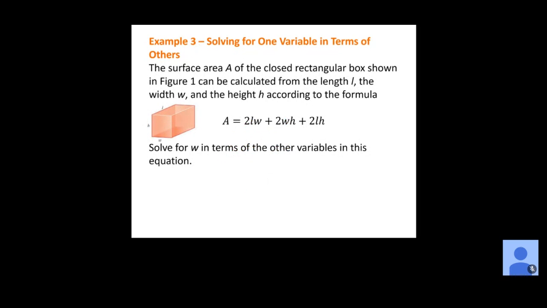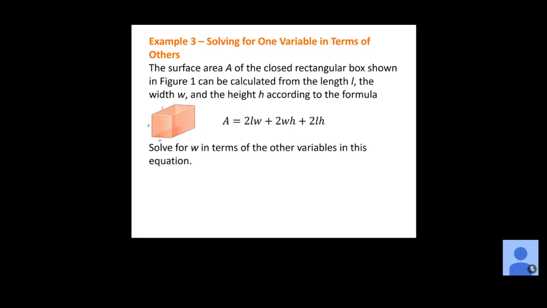All right, so now we have a surface area of a closed rectangular box shown in the figure. It can be calculated by the length, the width, and the height according to this formula here. So to find surface area, we're going to do 2 times the length times the width plus 2 times the width times the height plus 2 times the length times the height. We want to take that equation now and we want to solve it for W. So we want to get W in terms of the other variables.